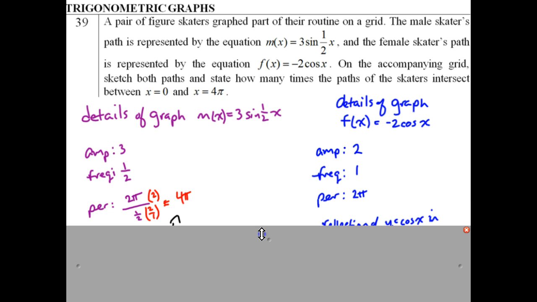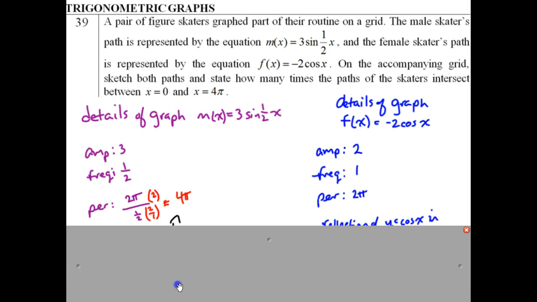Next, the period. So the period is always 2 pi over the B value. And that's a little tricky when B is a fraction, like half. So multiply the top and bottom by 2. You guys got very good at this. So the period is 4 pi. Let's think about why that makes sense. If the frequency is half, that means we're only seeing half a wave within 2 pi. So that means it would take 4 pi to complete a full cycle, and that's what we got as the period.